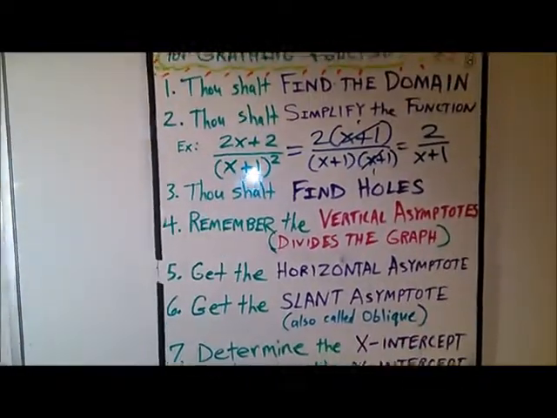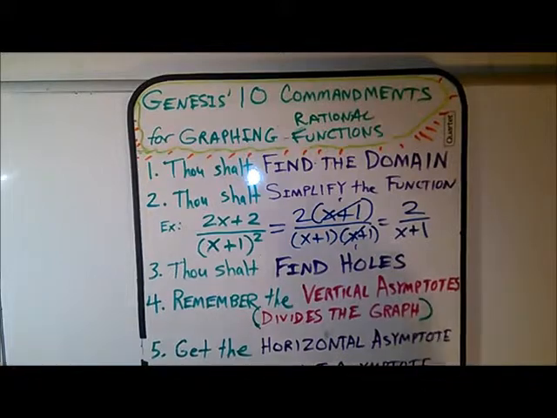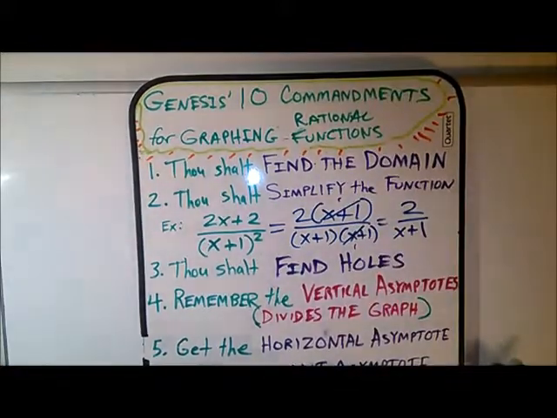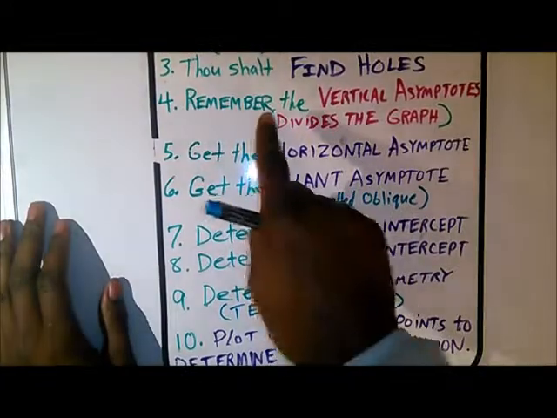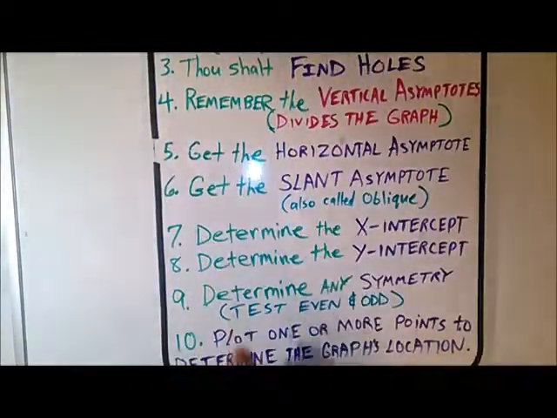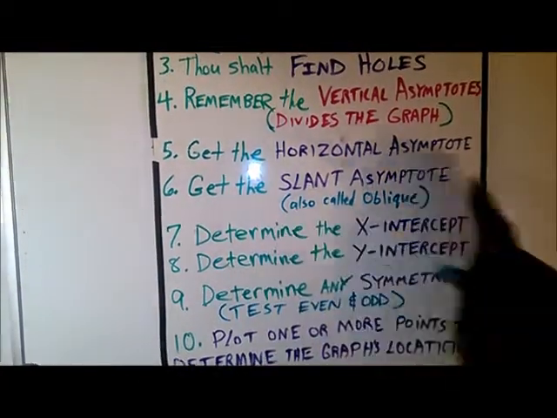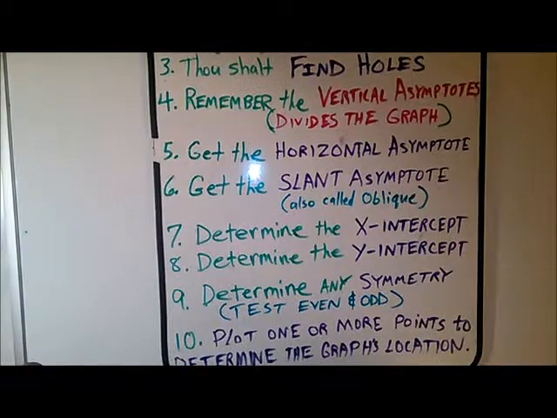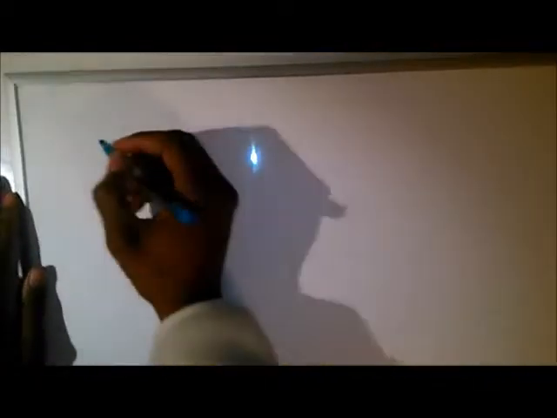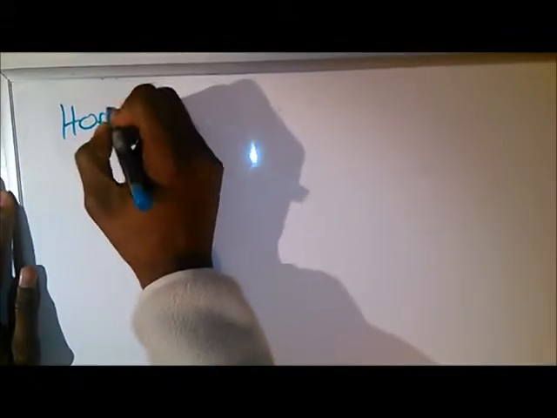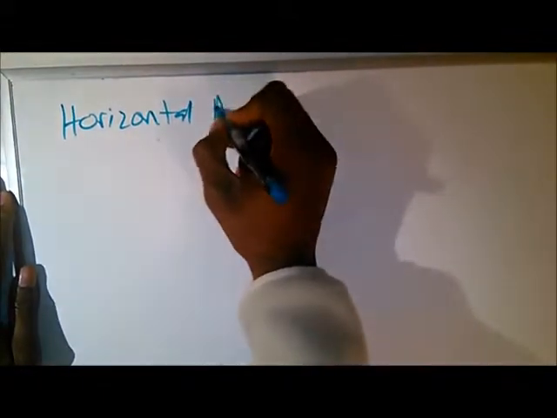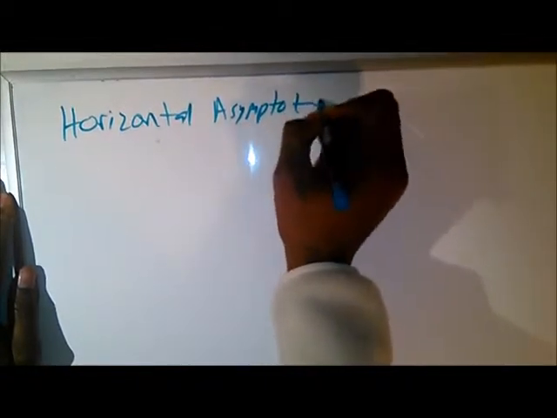Now the next thing you need to know is how to get the horizontal asymptote, and guess what? It's part of my 10 commandments to you for graphing rational functions. So after remembering those vertical asymptotes, after dividing the graph into walls of separation, we need to get the horizontal asymptote. Remember that. So we're going to try to get the horizontal asymptote.